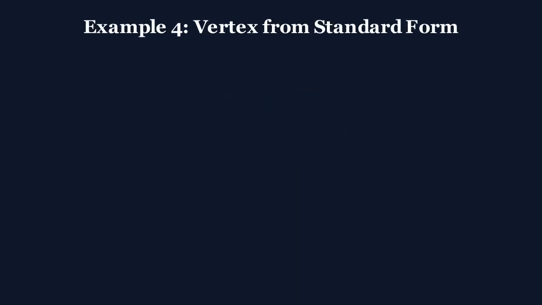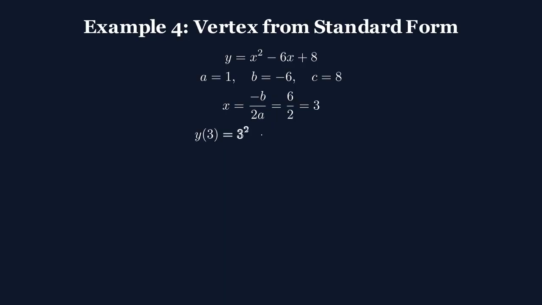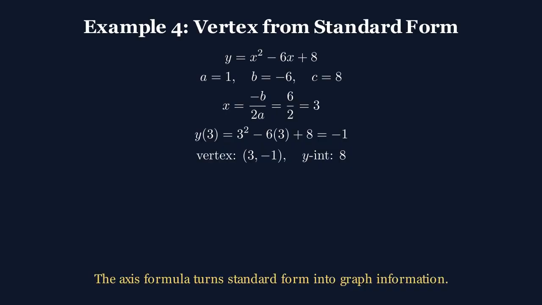Example 4. Find the vertex of y = x² - 6x + 8. Here a is 1 and b is -6. The axis is -b/(2a), so x = 3. Substitute 3, y = 9 - 18 + 8, which is -1. The vertex is (3, -1), and the y-intercept is 8.